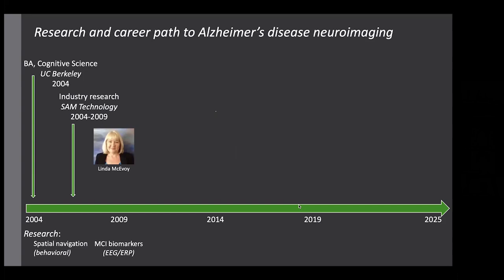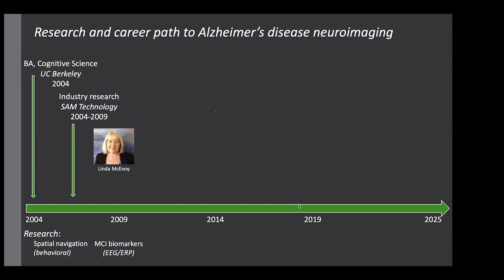So I ended up working at this company, SAM Technology in San Francisco, where we used EEG, or electroencephalography, to identify biomarkers of mild cognitive impairment. And I was very lucky. One of my supervisors was this woman, Linda McAvoy. Some of you may know her, but this is how I met Linda McAvoy, and she will pop up at several points throughout my talk. I bring her up here just as an example of how critical it is to surround yourself with supportive mentors. She ended up being a very influential person in my career path, as you will see.